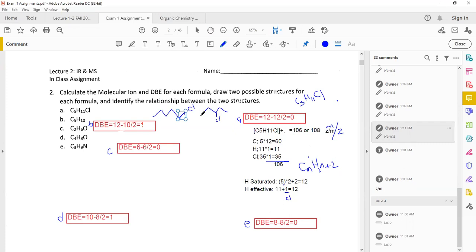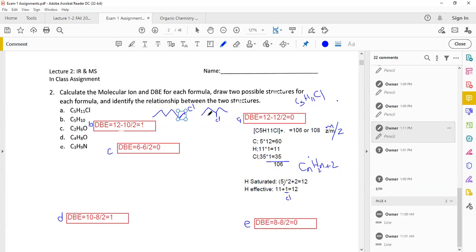So they ask for two possible structures. You can only do two, or you can try as many as you want, because depending on the carbons and hydrogens, everything needs to be in single bonds. So you can make different isomers with that kind of molecular formula.